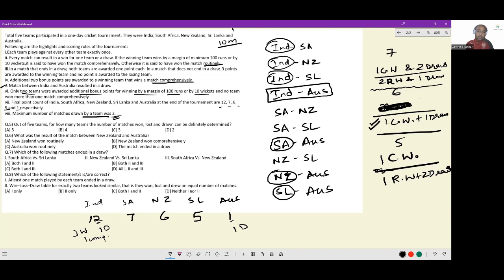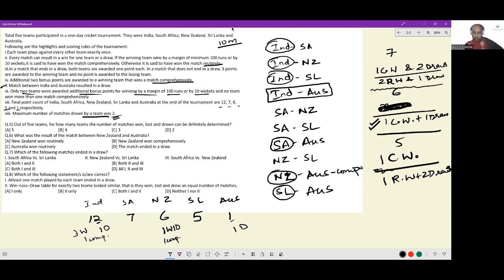The only case possible is there is one comprehensive victory for New Zealand and one draw. And the comprehensive victory will, of course, be against Australia. This is now known because the one win that New Zealand definitely has is against Australia. We have one win, one draw, and that win is comprehensive in nature. Okay. Now, New Zealand's draw will be with whom?